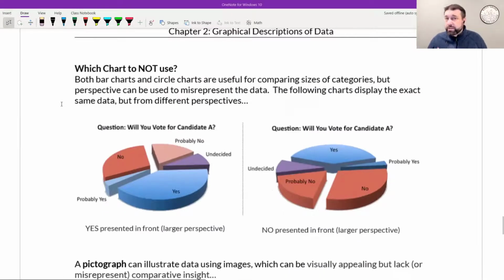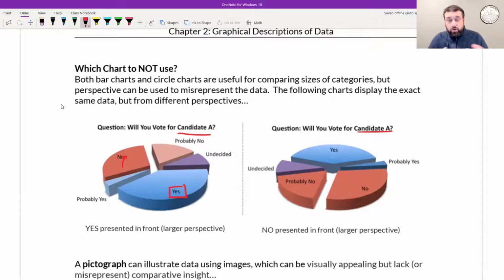A thing to be aware of is when you take a circle graph or any graph and you pivot it, you make it 3 dimensions, and you create a perspective. So here are 2 graphs that represent the exact same type of data. Will you vote for candidate A? In the first one, the yes votes are brought to the front and the no votes are pushed back towards the rear to make them appear smaller due to perspective.